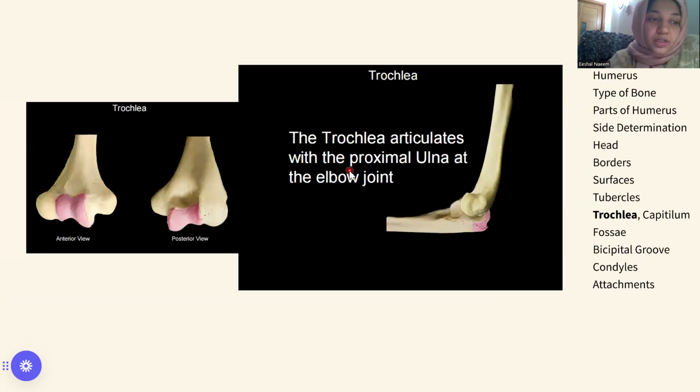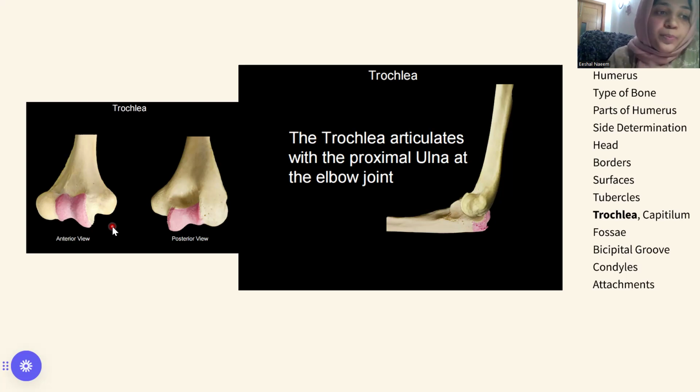Now we have another bony landmark here, which is called the trochlea, right? Can you see this pink area? This is the trochlea. We can even appreciate the trochlea on this part. Why is the trochlea important? Because it articulates with the proximal ulna at the elbow joint, right?